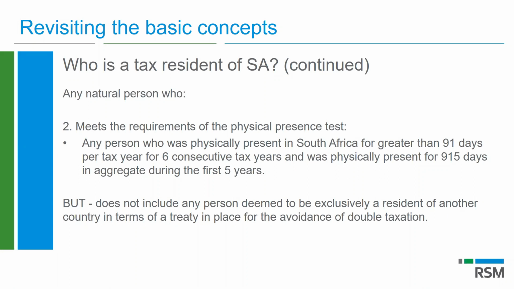And then the next element of the rules regarding a tax resident of South Africa is that there is an exclusion, whereby it states that the tax resident of South Africa does not include any person that is deemed to be exclusively a resident of another country in terms of a double tax agreement that is in place between the two countries.